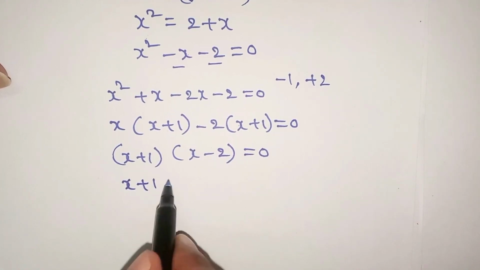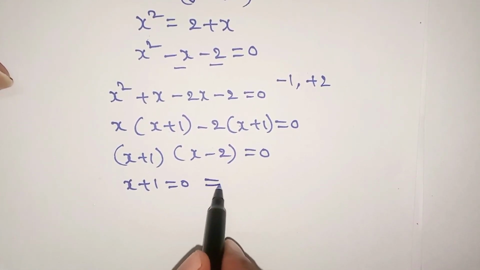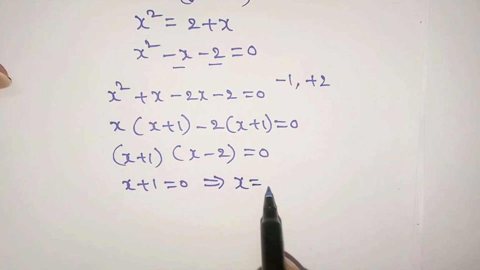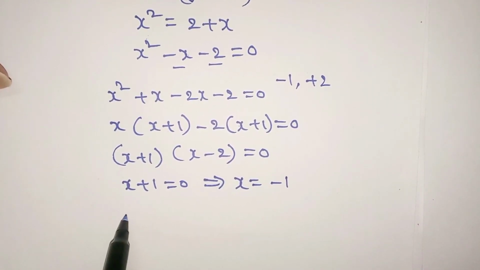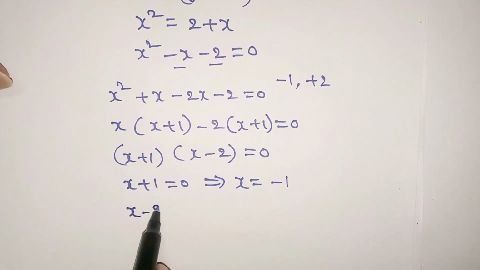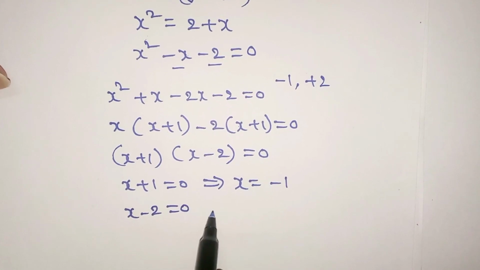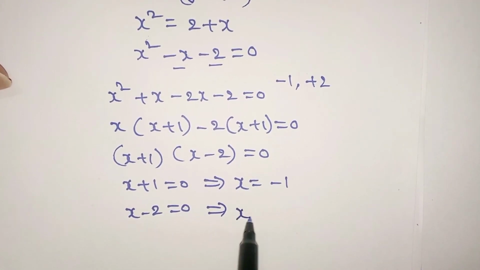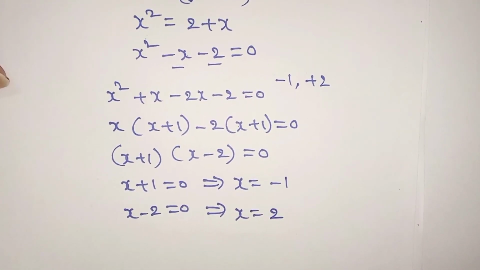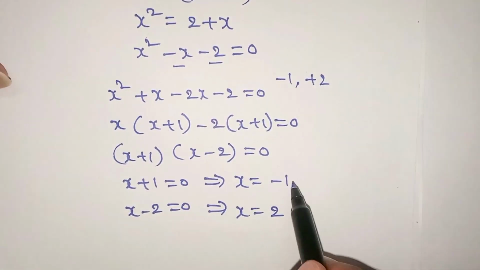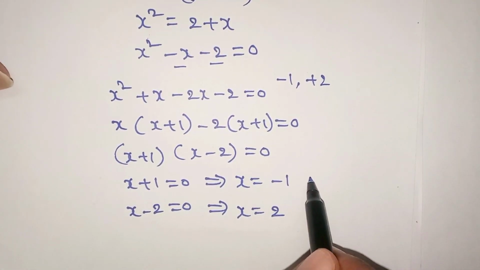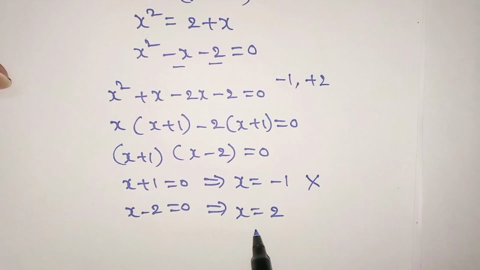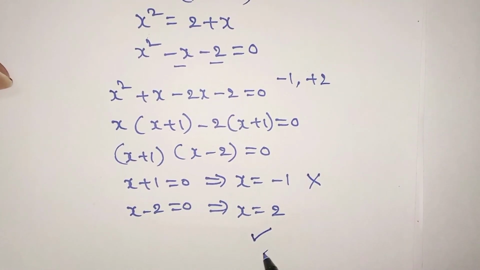Here x plus 1 equals 0, which implies x equals minus 1. And x minus 2 equals 0, which implies x equals plus 2. Since roots are non-negative, minus 1 is rejected. So x equals plus 2.